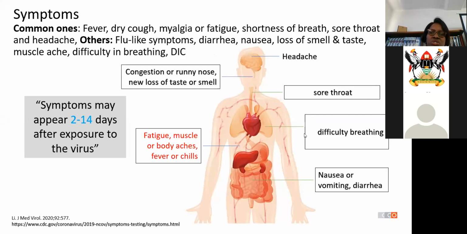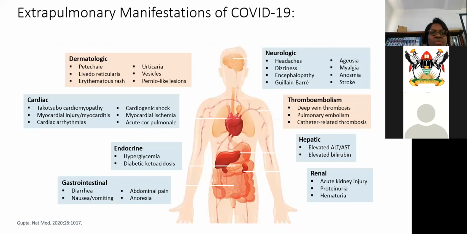So this picture shows you that basically every system can be affected, and this next one shows the extrapulmonary manifestations. As I said, the disease is mostly a respiratory system disease, but some patients get extrapulmonary manifestations. In the nervous system, patients may get severe headaches with dizziness. They may get confusion with encephalopathy. They may get anosmia. They may get stroke. Then in the circulatory system, they get thromboembolism, where they may get a DVT, pulmonary embolism, or catheter-related thrombosis.